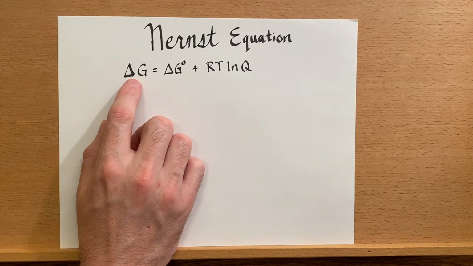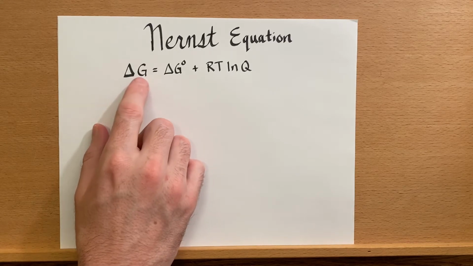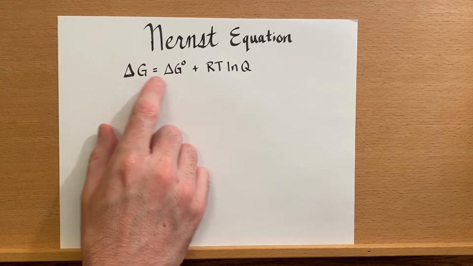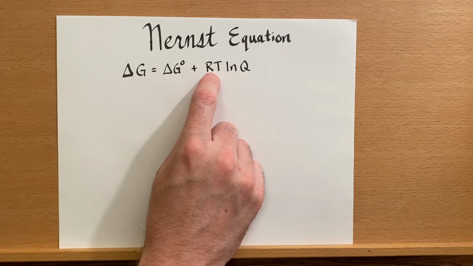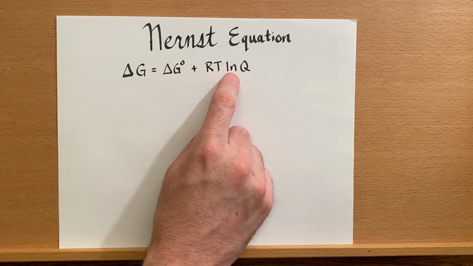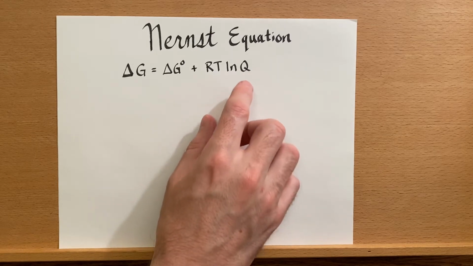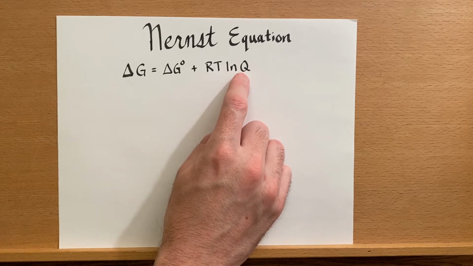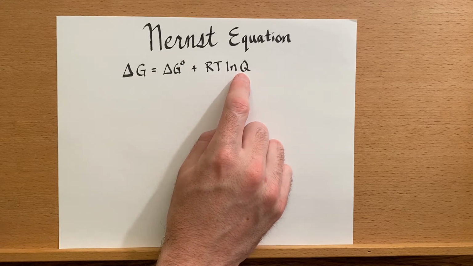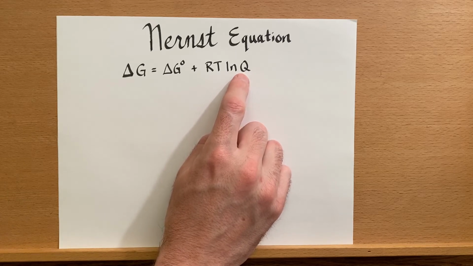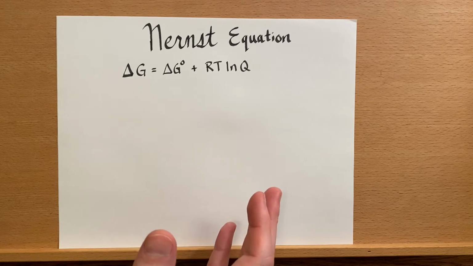Right here we have an equation from thermodynamics: delta G under non-standard conditions equals delta G under standard conditions plus the gas constant times the temperature times the logarithm of the reaction quotient. Now, if you recall, the reaction quotient is just the equilibrium constant expression, except we may not be at equilibrium. So, how do we relate this to electrical potentials?